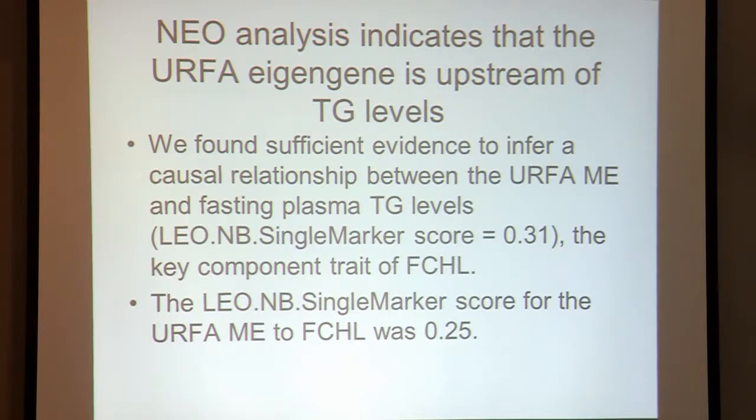Having said this, this study was severely underpowered. There were only 70 individuals, right? And therefore we lowered the threshold. Incidentally, when you calculate the Leo score for disease status, meaning FCHL yes or no, the Leo score was 0.25. There is a faint evidence that this model may be causally related to the disease.